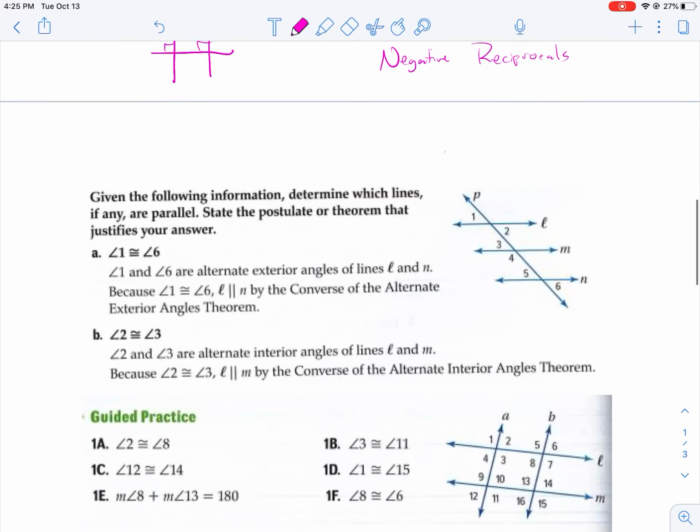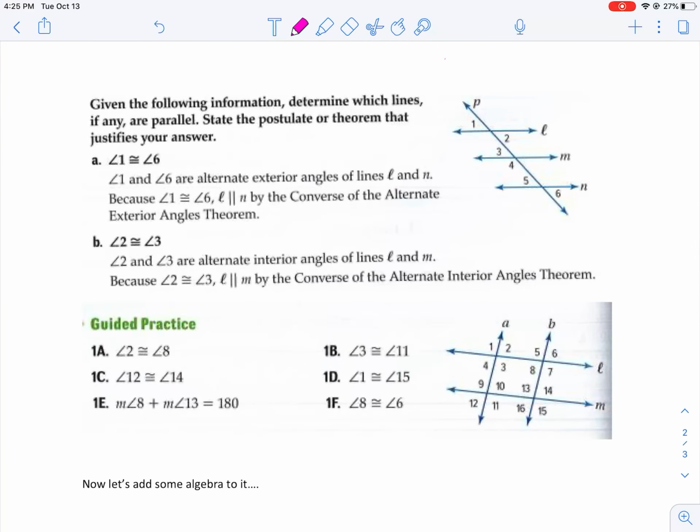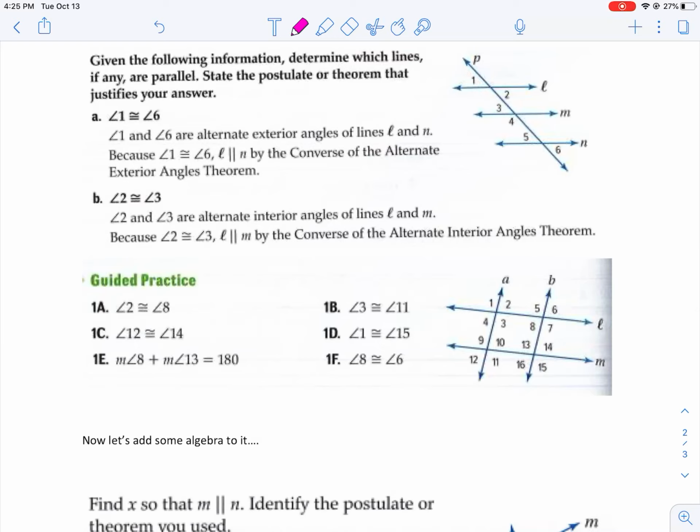Okay? Let's get into some problems here. All right, so given the following information, determine which lines, if any, are parallel. State the postulate or theorem that justifies your answer. Okay, so we're just going to follow along what they did.